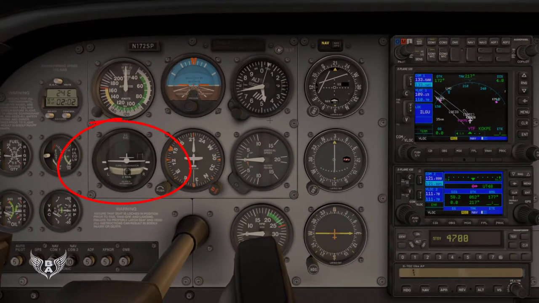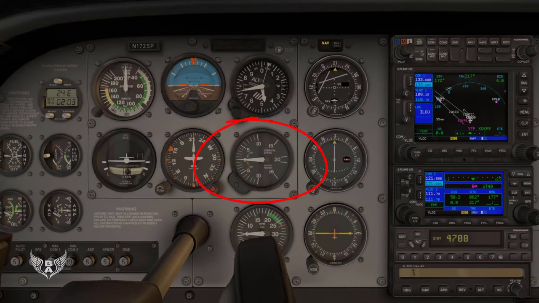Next is the turn coordinator, which indicates your aircraft's rotation around the longitudinal axis. This indicator will also have markings that indicate a standard turn rate for that aircraft. If you exceed that turn rate, you're putting more stress on your aircraft and might damage it.